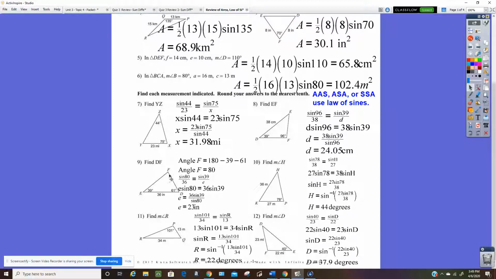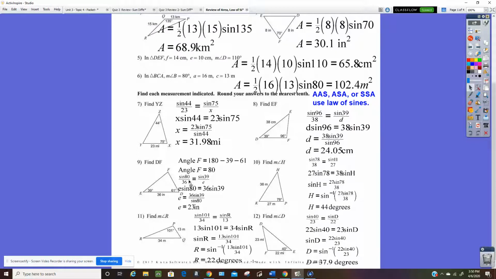This one's a little different because you don't have angle F, but you have these two angles. And you know there's 180 degrees in a triangle. So angle F is 180 minus 39 minus 61. Angle F is 80. So every time you're given angle side angle, you're going to have to find the third angle in order to use law of sines.